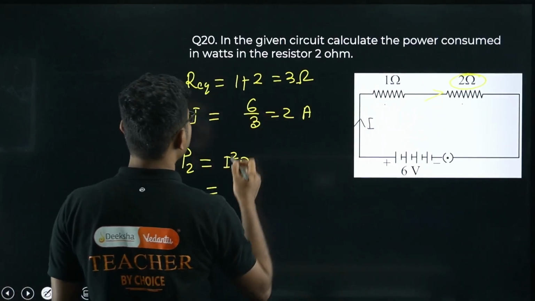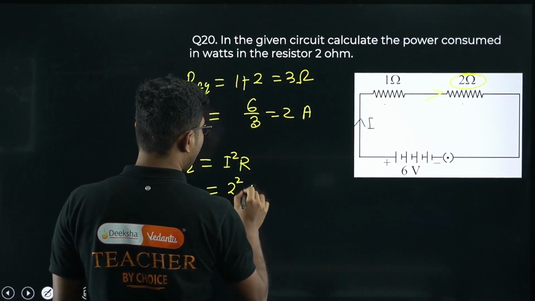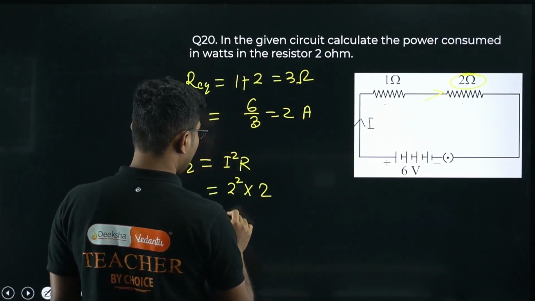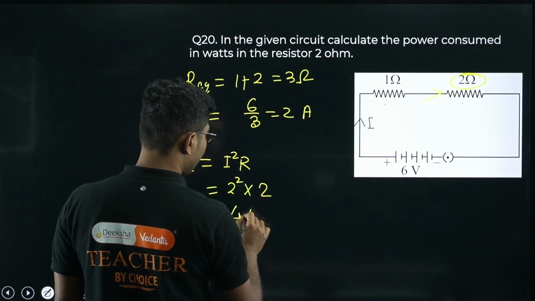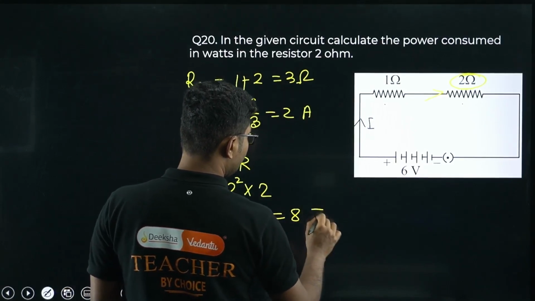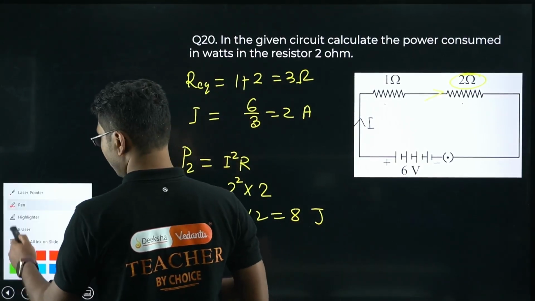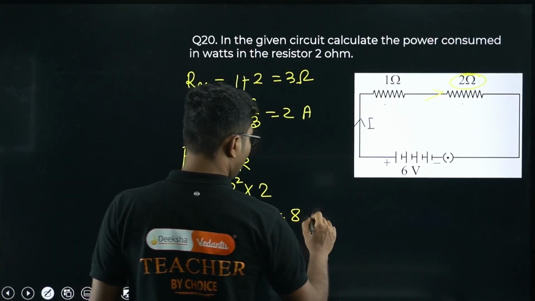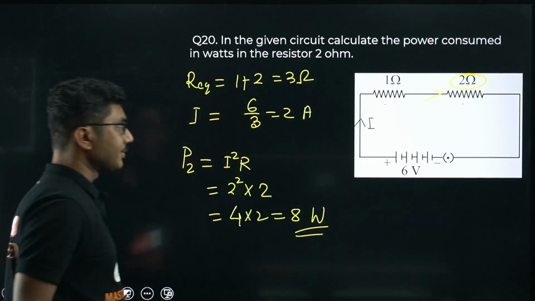So I square is basically 2 square and resistance R is 2. So it will be 4 times 2, that is 8 watt, sorry, joule per second, or 8 watt. Okay, so 8 watt is the answer.